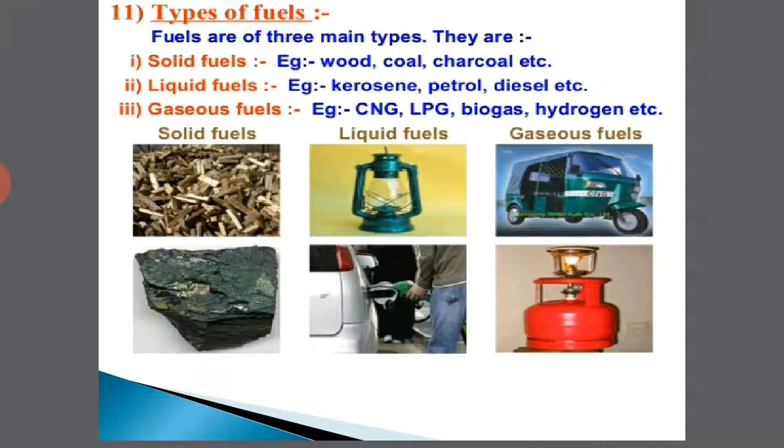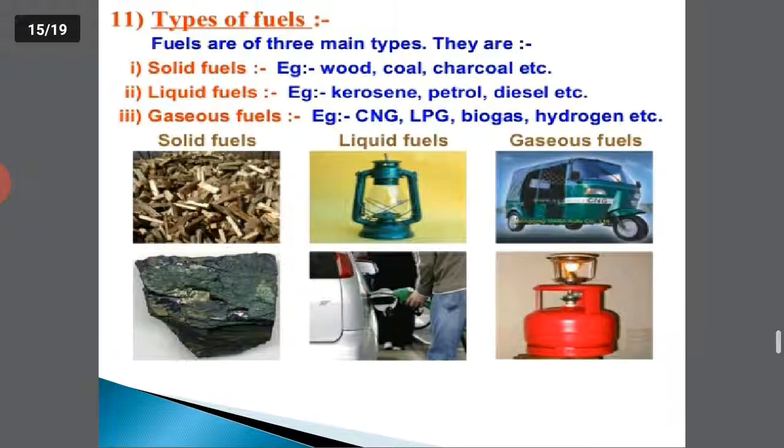Types of fuel. There are three main types of fuel: solid, liquid, and gaseous fuel. Solid: wood, coal, and charcoal. Liquid: kerosene, petrol, diesel. Gaseous fuel: CNG, LPG, biogas, and hydrogen also. Got it? Solid and liquid fuels you can see in the images also.